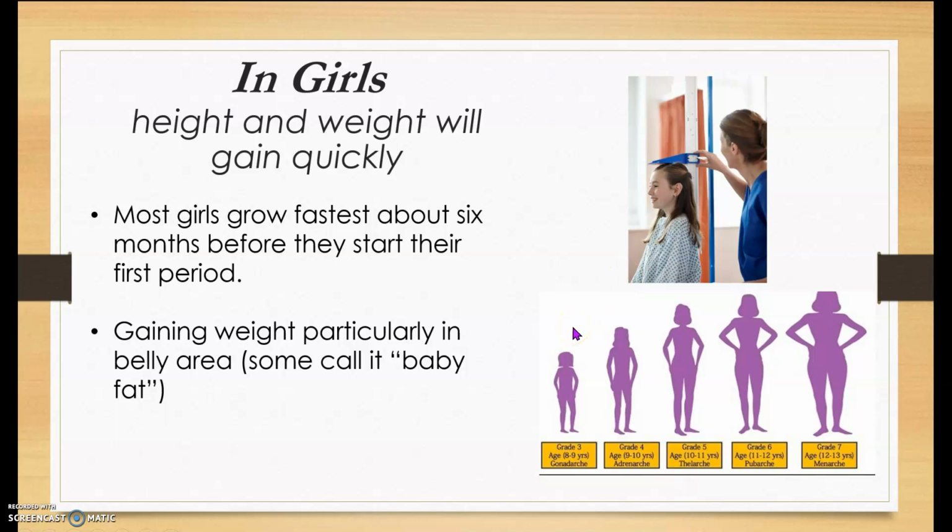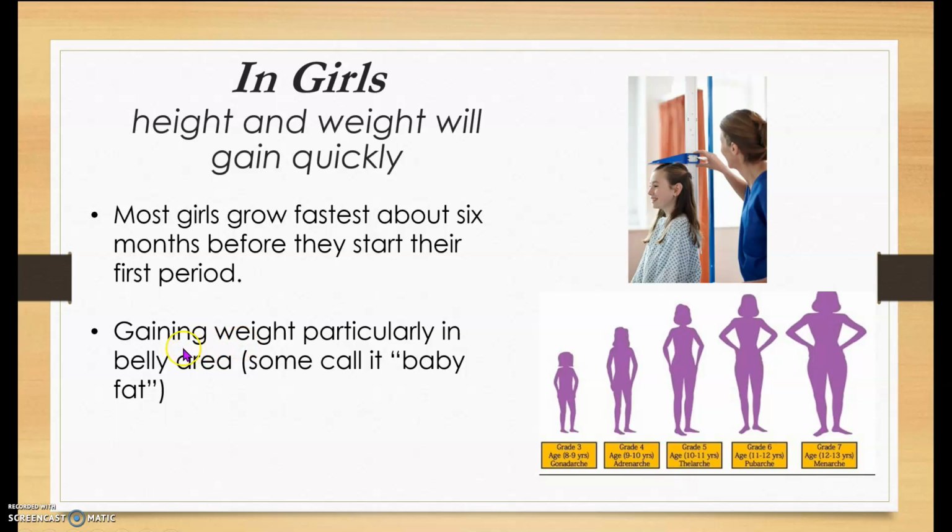Repeat after me. In girls, height and weight will gain quickly. Your turn. Very good. So most girls grow fastest about 6 months before their first period. So ladies, before you start your menstruation or your period, the blood coming out of the vagina, you get taller, or increase in height.